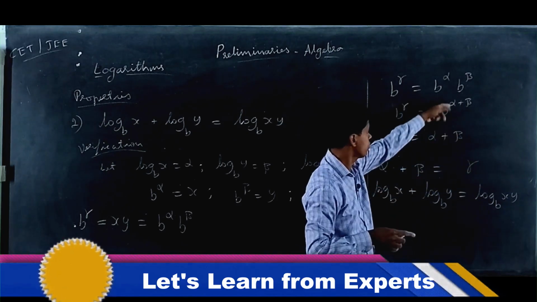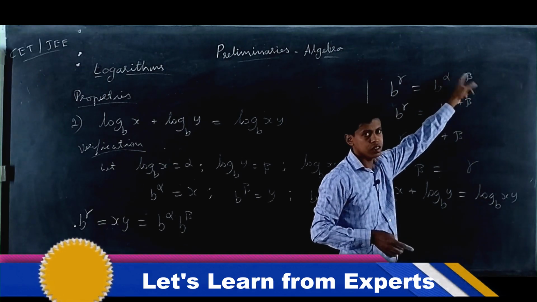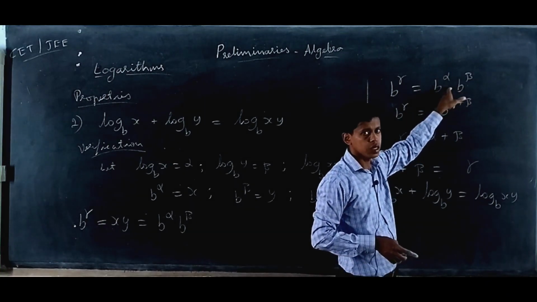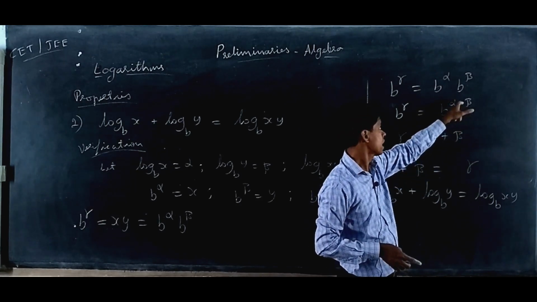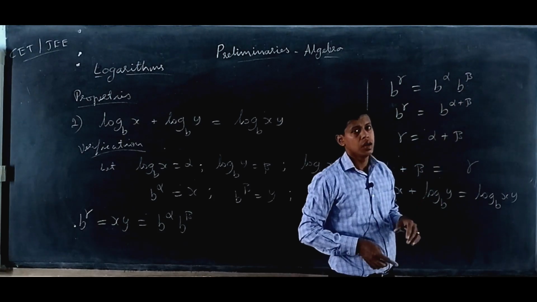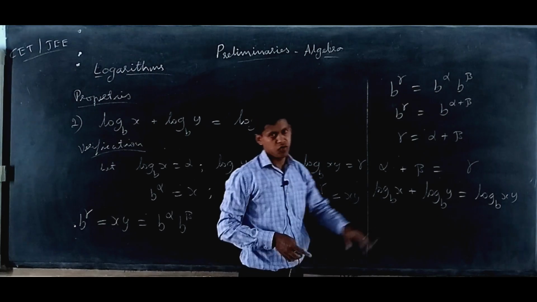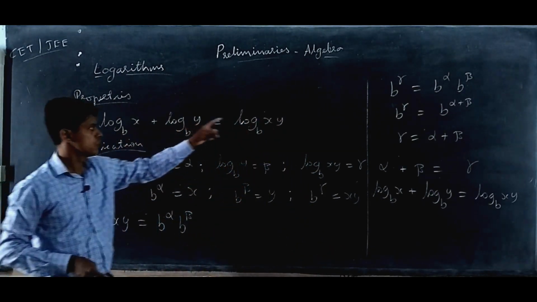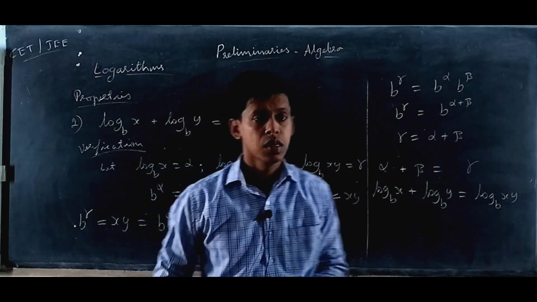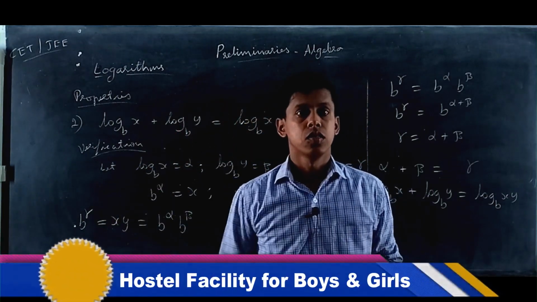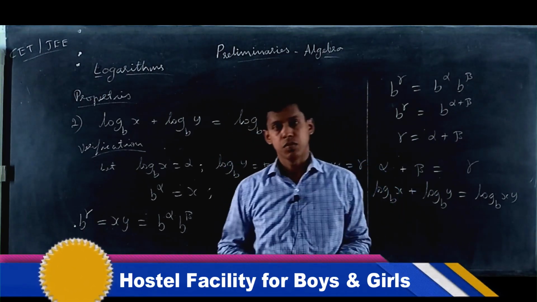Why? Because of this reason. If you have the multiplication of two quantities with the same base, then the powers will be added. So if the powers are added, then these two are separately multiplied. So that's the whole logic behind this formula. If you have addition, you will have multiplication. So please remember this reason and remember the formula. If you understand this reason, you will definitely remember the formula, okay?